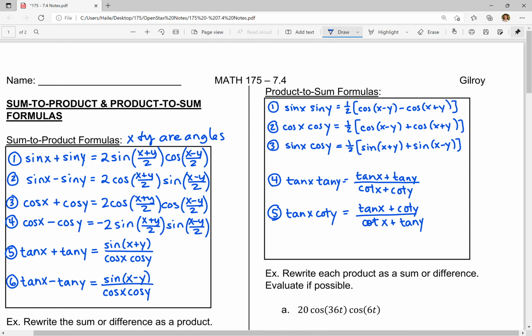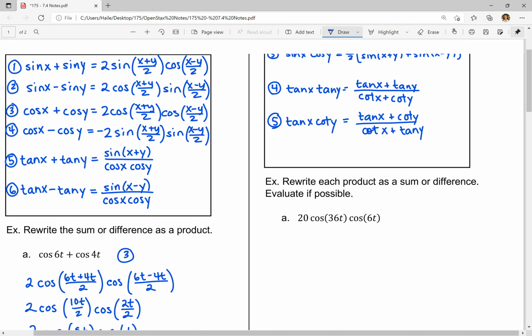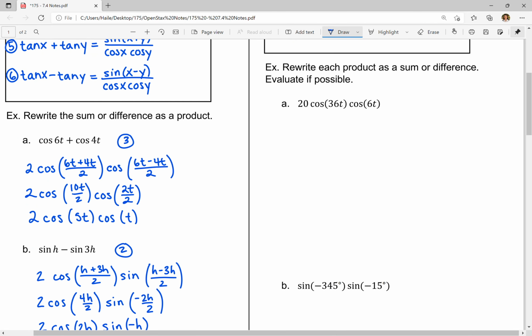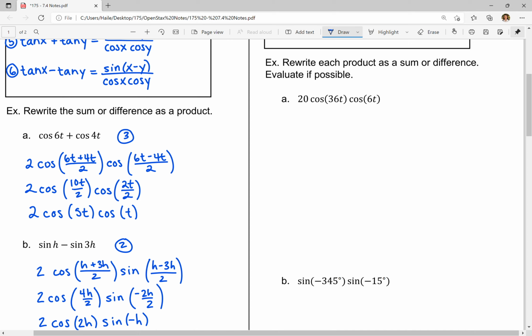So let's practice using those just like we did in the sum to product formulas. In these, we're going to rewrite each product as a sum or difference, and we're going to evaluate if possible. In these examples, I think you'll see why these are actually useful, because sometimes we start with a product of things that are not on the unit circle, but then when we turn it into a sum, maybe the angles change to where we can actually evaluate them because those angles are on the unit circle. We're going to see that happen in example B. But first, let's do A. So we have 20 times the cosine of 36t times the cosine of 6t.